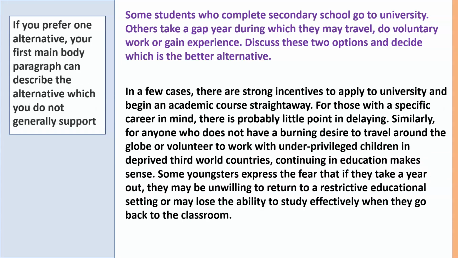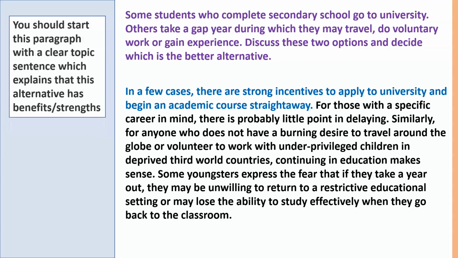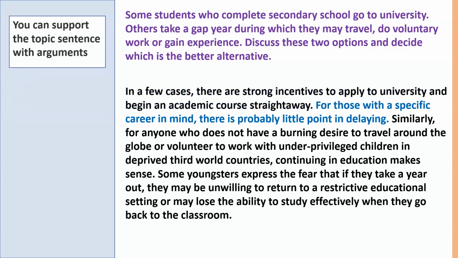Moving on to the first main paragraph, and if you prefer one alternative, then your first main body paragraph can describe the alternative which you do not generally support. You should start this paragraph with a clear topic sentence which explains that the alternative has strengths, benefits, merits, and you can support this with arguments.